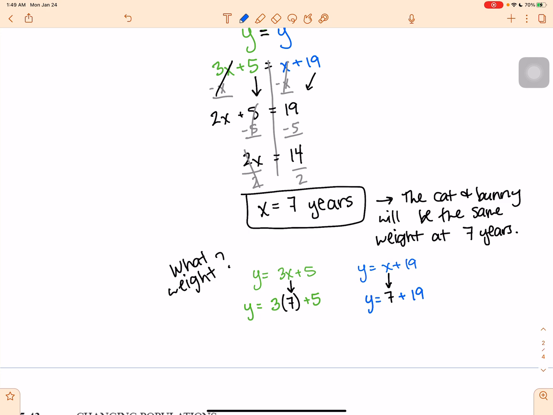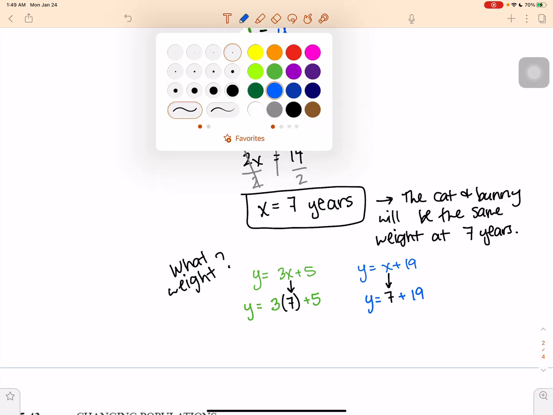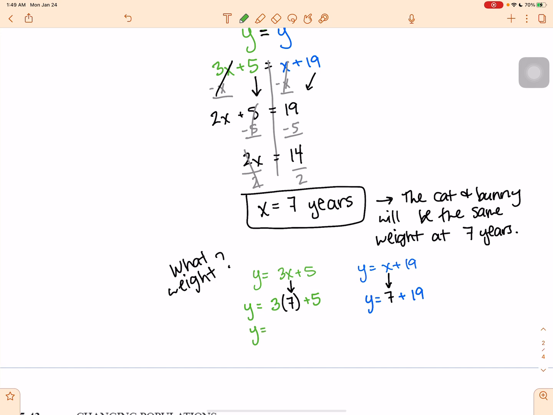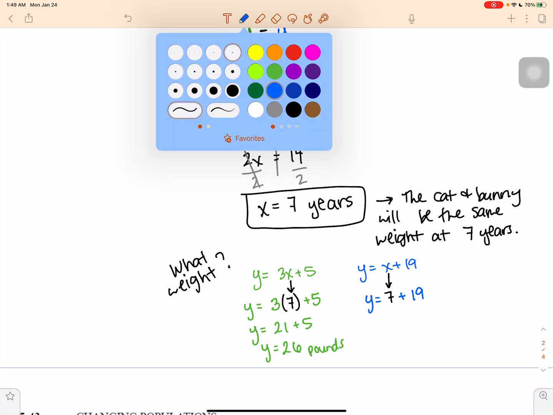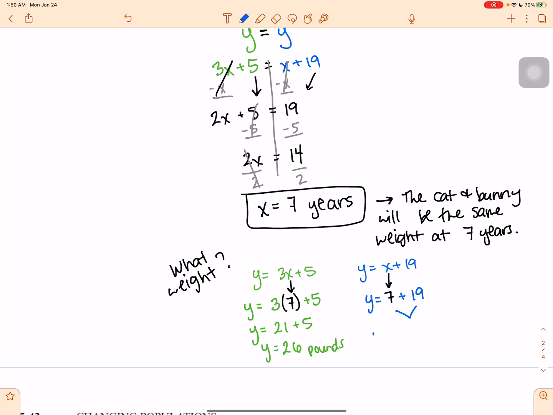And that makes sense because if it's just adding on 1 pound a year, you'll be adding on the number of years that pass. So, I mean, you could have written this one as 1 times 7. That would have been fine, but we don't need to do that. So here we get y equals 21 plus 5, so y equals 26 pounds. And we should get the exact same thing for the cat. 7 plus 19 is 26.